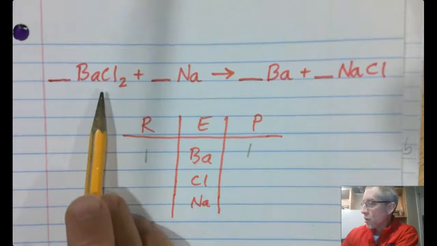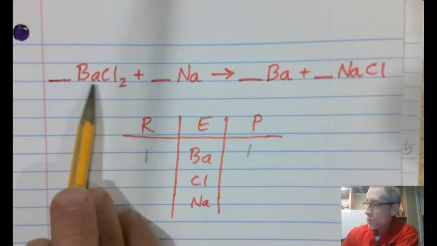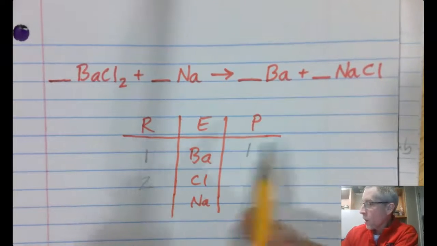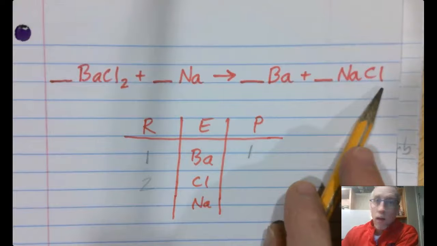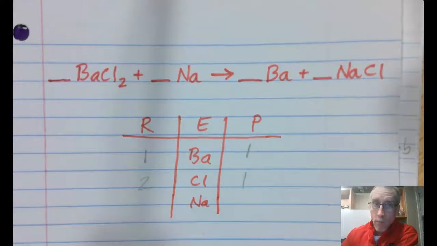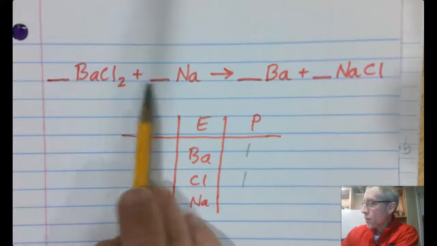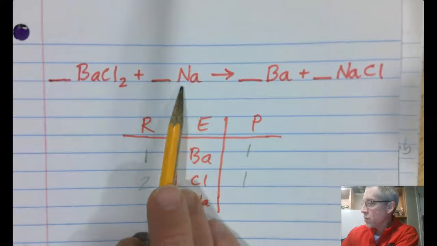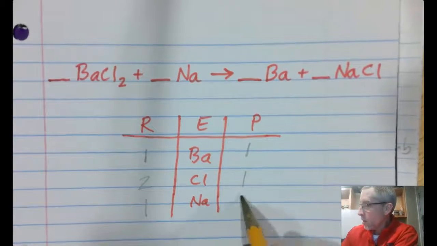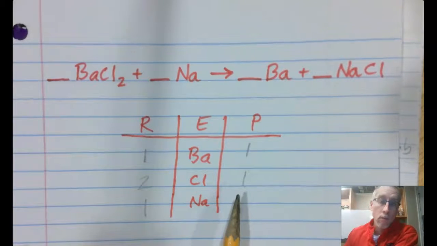Looking at the chlorine, it has a subscript after it of a 2, which means there are 2 chlorines bonded to the 1 barium. So 2 chlorines on this side, and on this side, the chlorine has no subscript and no coefficient. So there's just 1 over there. Not balanced yet, but we'll deal with that after we finish counting. And on the sodium, here's where it is on the reactant side. There's just 1 here. There's no subscript on the other side either, so 1 and 1.